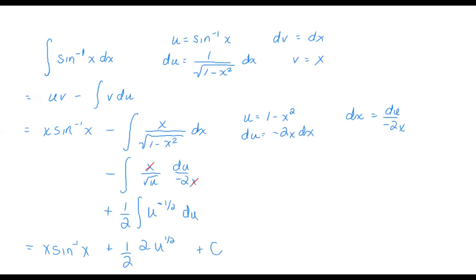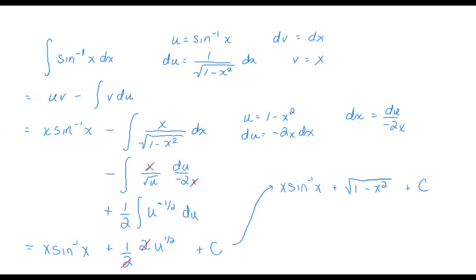So we're almost done. We just need to clean this up a little bit. We can cancel those 2's, and u to the 1/2 is the square root of u. So x sine inverse x plus the square root of u, or square root of 1 minus x squared, plus c.